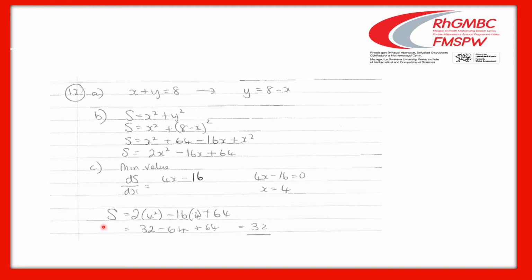Can we be happy that this is a minimum or least value? Well, d²S/dx², the second derivative, would be 4, which being a positive value implies that x = 4 gives us a minimum.